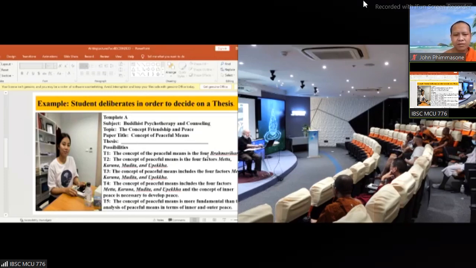T1, the concept of peaceful means is the 4 Brahma Viharas. T2, the concept of peaceful means is the 4 factors, metta, karuna, mudita, upekkha. T3, the concept of peaceful means includes the 4 factors. T4, the concept of peaceful means includes the 4 factors, and the concept of inner peace is necessary to develop peace. T5, the concept of peaceful means is more fundamental than the analysis of peaceful means in terms of inner and outer peace.